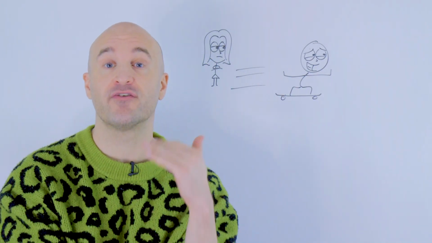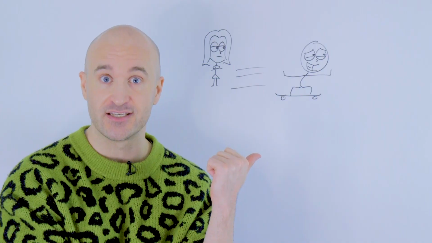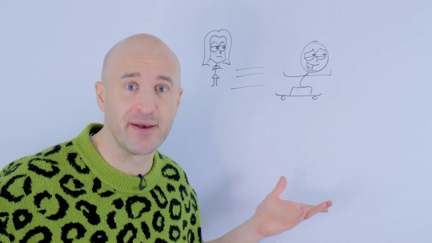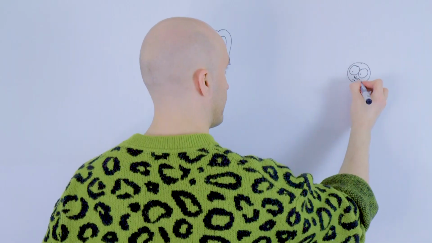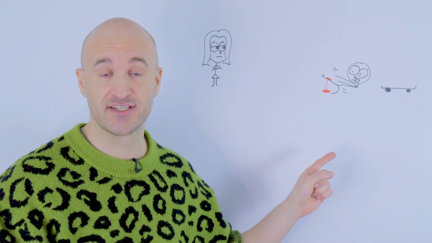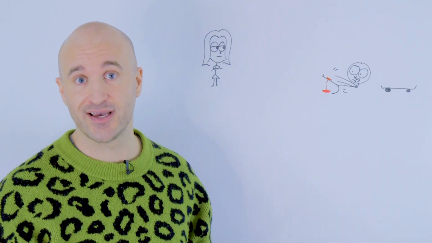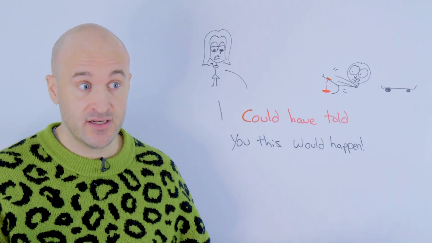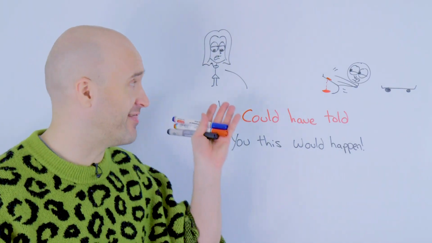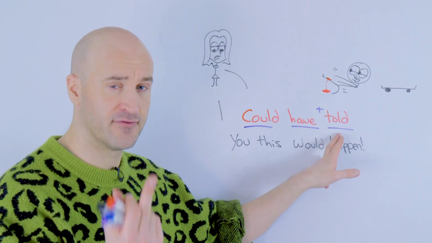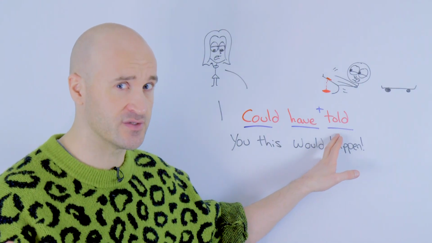Okay, you want a more advanced English structure? This is it. You decide to go skateboarding, but you are rubbish, you can't skateboard. Of course, you crash, you fall over, you hurt yourself. And your friend says, "I could have told you this would happen." But why does she say this? You know that: could have plus verb 3, tell, told, told.